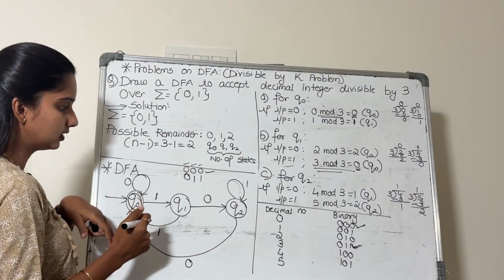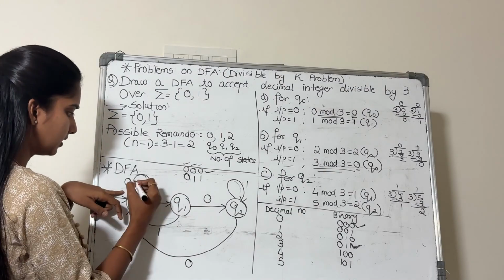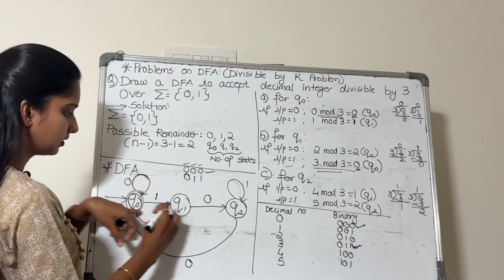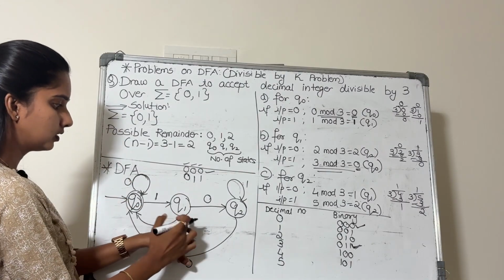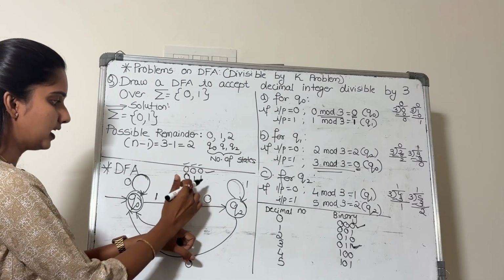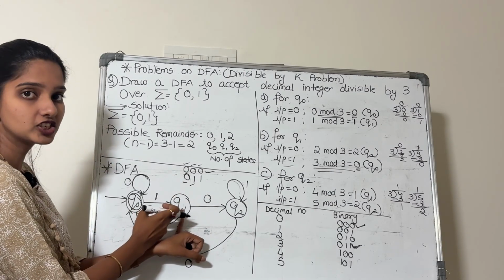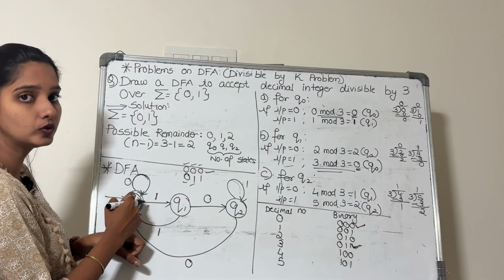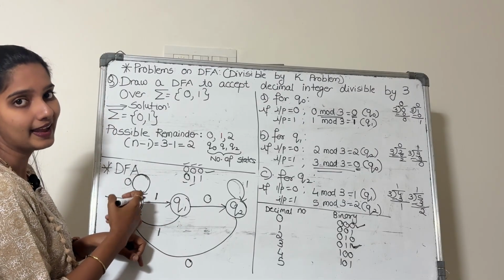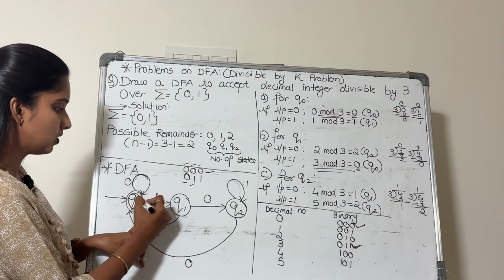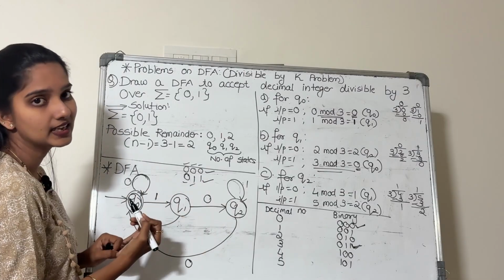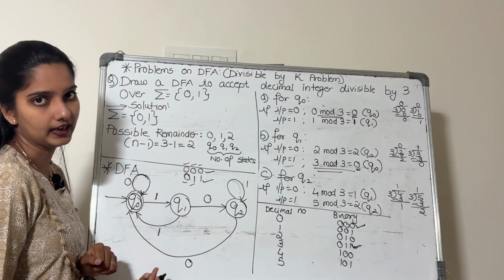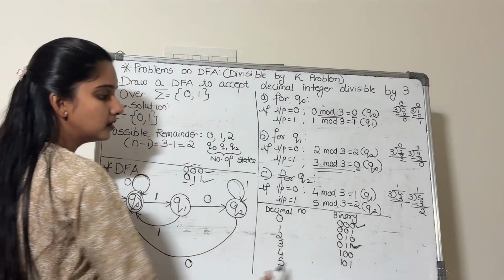Similarly, for the next binary number, it says 0. Okay, 0 done. Next is 1. From Q0 it goes to Q1. Next is 1. From Q1, which transition is giving me 1? This transition, where it is going to the initial state, which is also my accepting state. So 0, 1 and 1 also gets accepted. Which means whatever DFA we have drawn is correct. So these are the two binary numbers which get accepted.